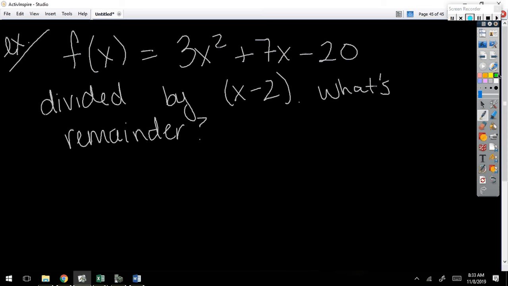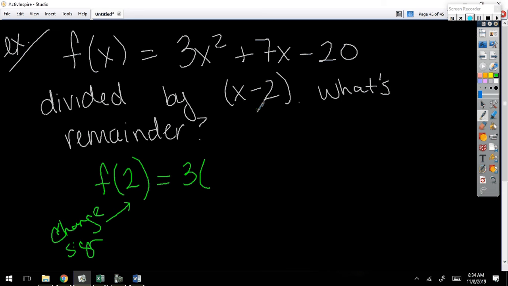So what you want to do to find the remainder is f of 2, which means 3 times, so make a note somewhere. Change the sign. That's the 2 you use. It's f of k. Yeah, that's the k. So 3 times 2 squared plus 7 times 2 minus 20. The k replaces the x's to find the remainder.